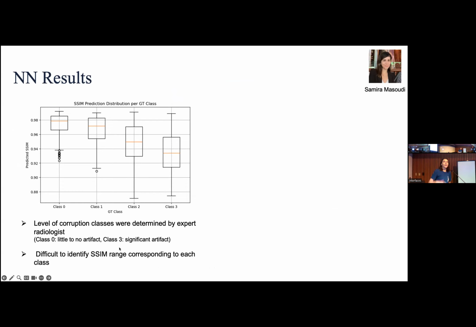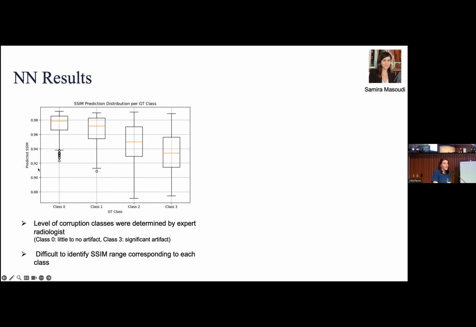The results are kind of iffy, but we can explain why. And we have actually corrected it since then. But basically, what you're seeing here is that on this side is the predicted SSIM value from the neural network. And this is what the radiologist said was how severe it was. Ideally, we would want these 4 box plots to be kind of separated so we can make it separable.